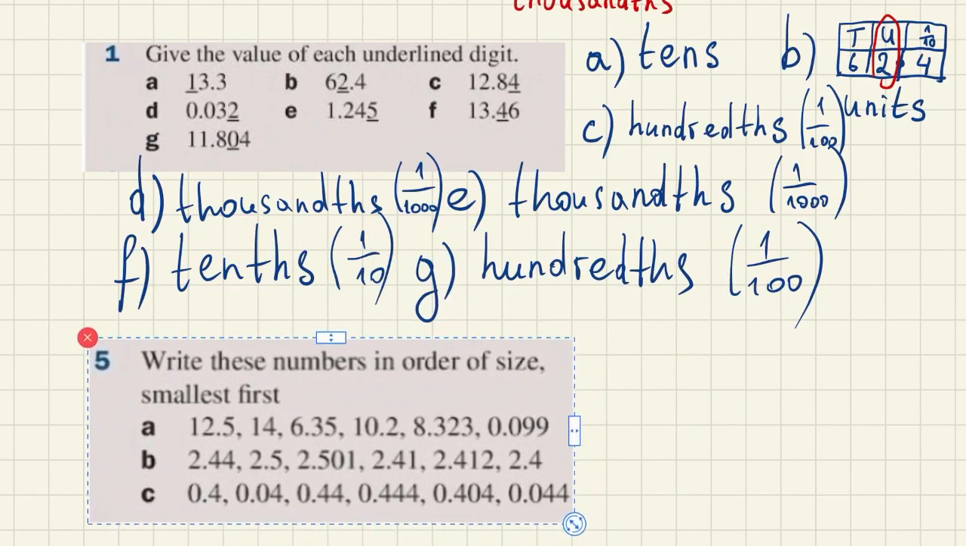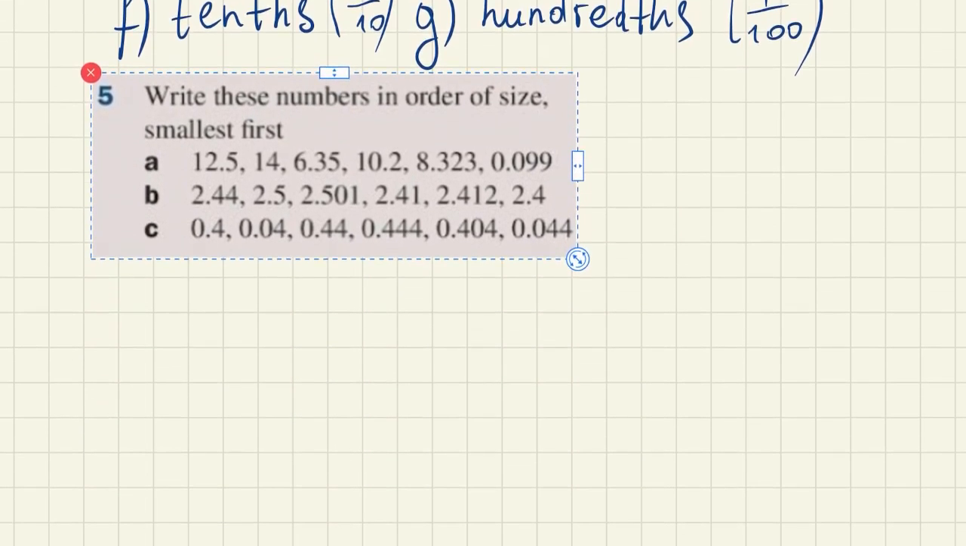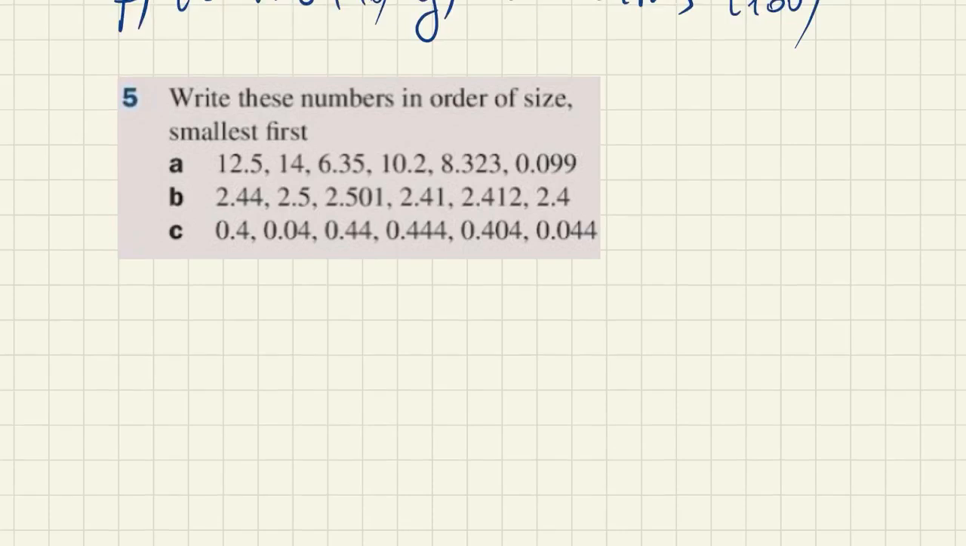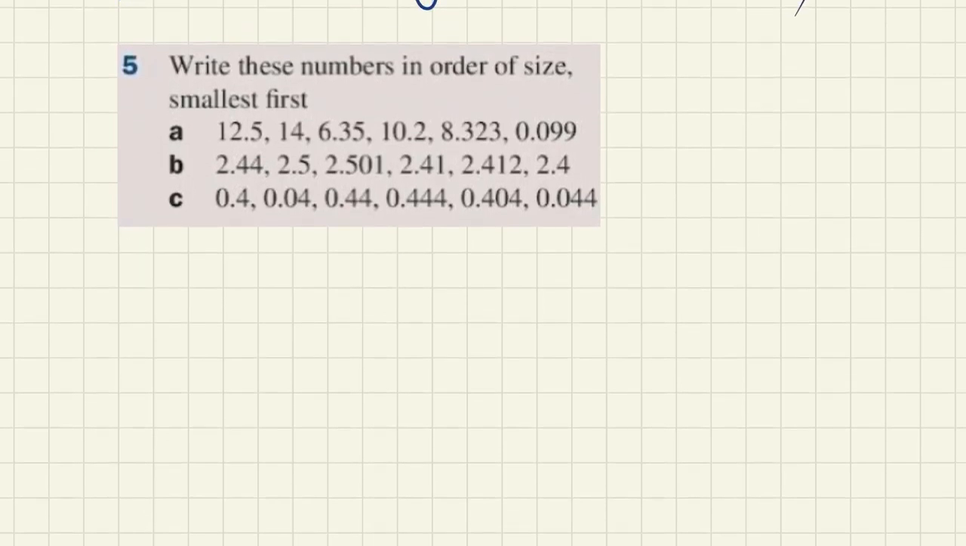Here we have to arrange the numbers in order of size, smallest first. You have to write the smallest numbers first. So we do A. Look at these numbers: 12.5, 14, 6.35, 10.2, 8.323, and 0.099. First, let's look at the whole part. The whole part is the part before the point. So 12, 14, 6, 10, 8, and 0.